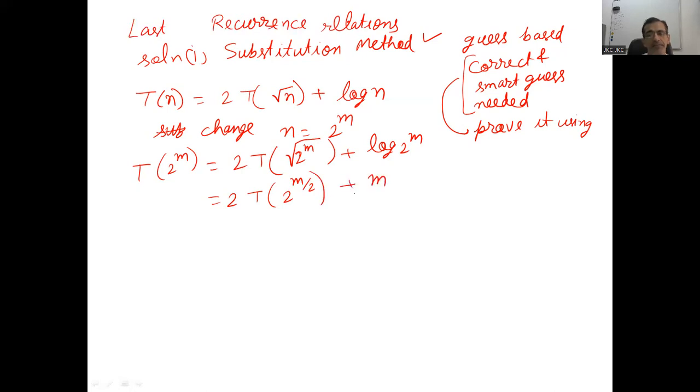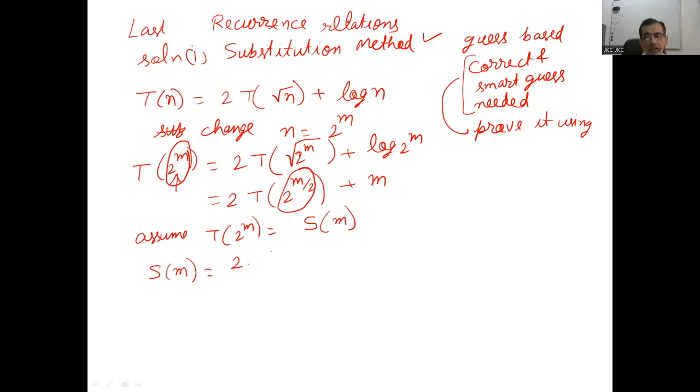Which is effectively 2T(2^(m/2)) + m. Now if I treat 2 raised to m as a variable size, the size is reducing, so I can probably reach a good guess. I will simply assume T(2^m) equals some other recurrence relation S(m), in terms of m. Then I can easily see this is S(m) = 2S(m/2) + m. Earlier it was for 2 raised to m, next time it became 2 raised to m by 2, and then m remains m.